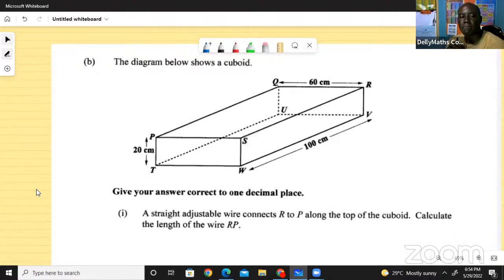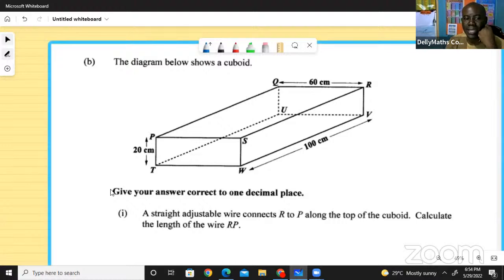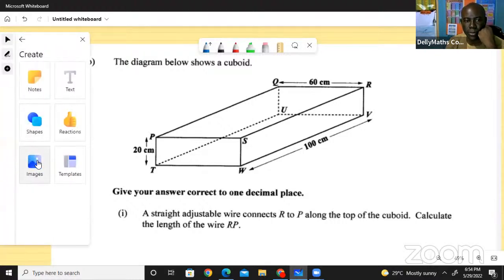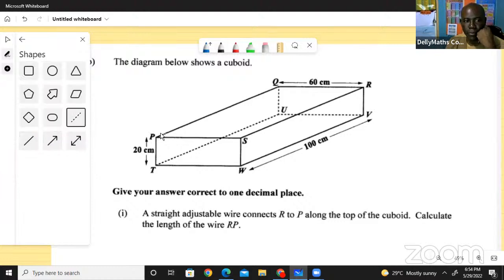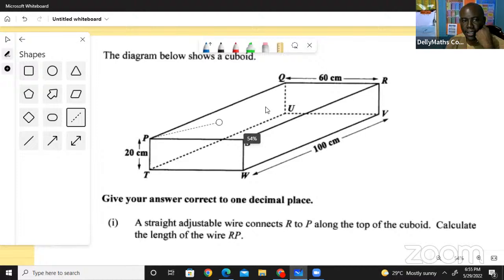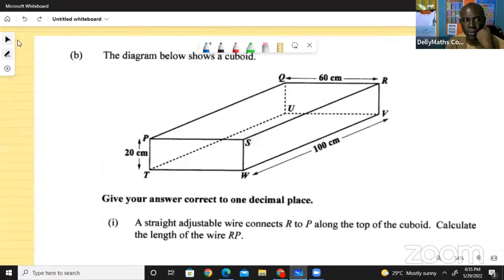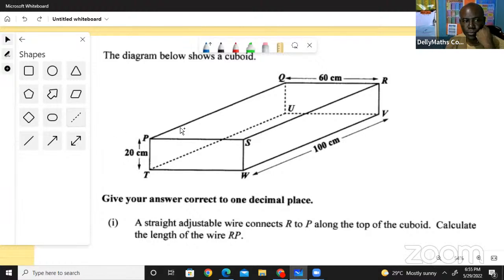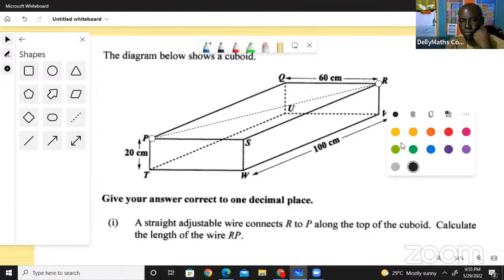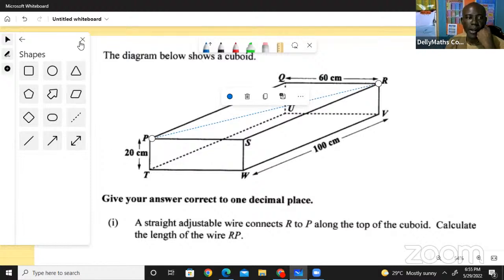A straight adjustment wire connects R to P. I'm going to do those connections right here with you. So there is a line that connects R to P. I might use a broken line. I'm going to connect R to P like this. Hopefully it works. All right, there it is.